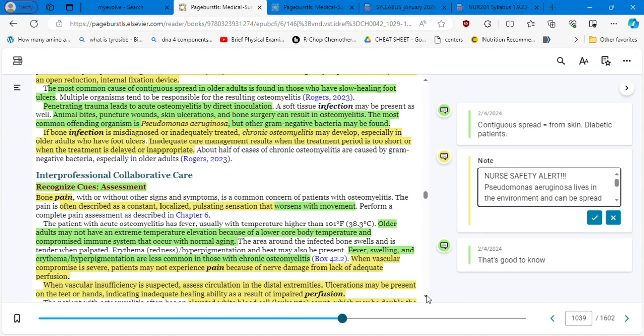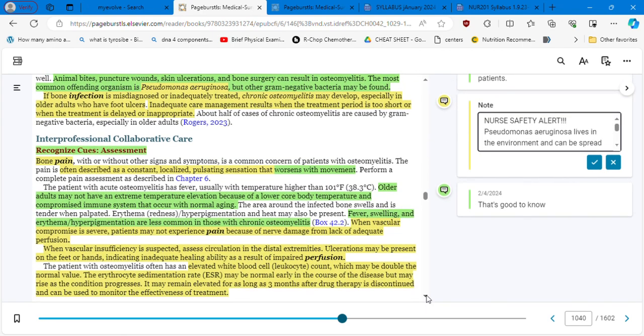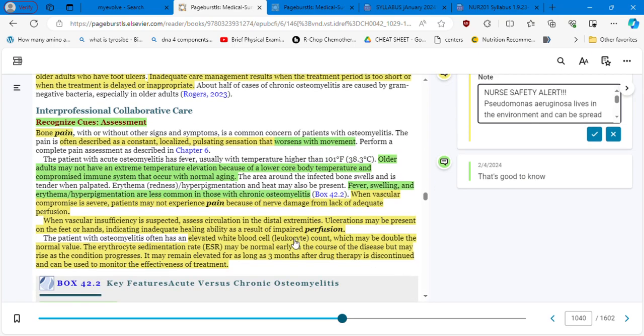Okay, let's talk about assessment. In osteomyelitis, bone pain, often described as a constant localized pulsating sensation that worsens with movement. Oh, I cannot believe the amount of pain. You wouldn't believe the amount of pain I've seen in patients with osteomyelitis. Older adults may not have an extreme temperature elevation because of a lower core body temperature and compromised immune system that occur with normal aging.